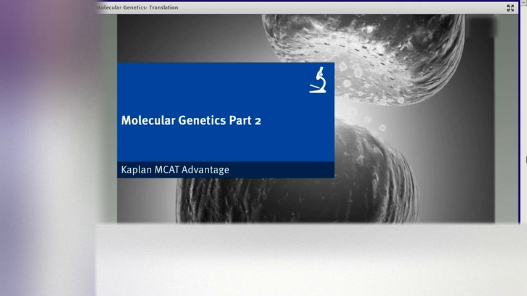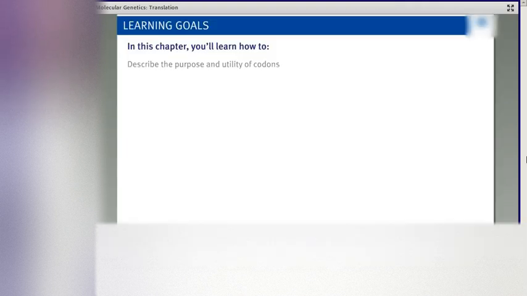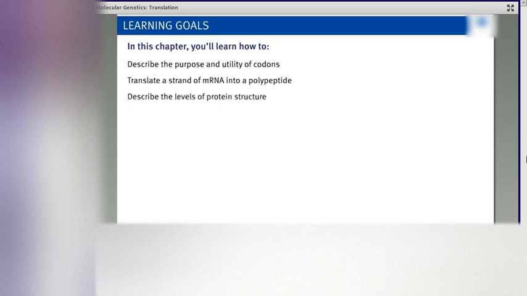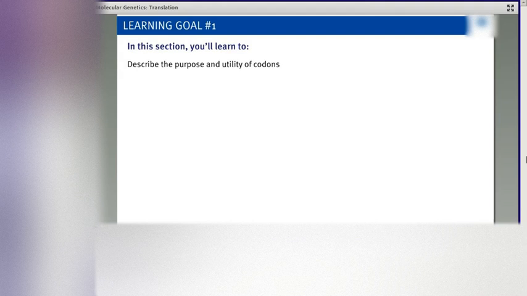So today's lesson is all about translation. We're going to talk about codons, because codons are pretty cool. We are also going to talk about how we end up with that polypeptide, just another name for a protein. We will also then talk about the 4 levels of protein structure. I'm sure you know this stuff pretty well, but we will do a quick review. So before we dive into the process of translation, let's talk a little bit about codons. What is a codon?